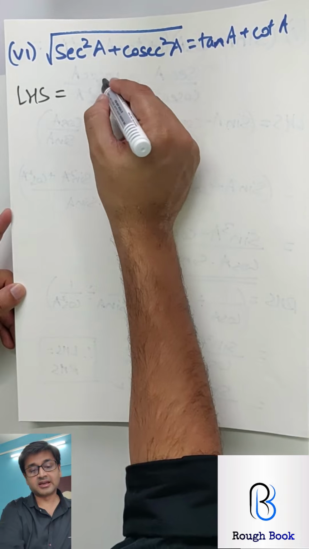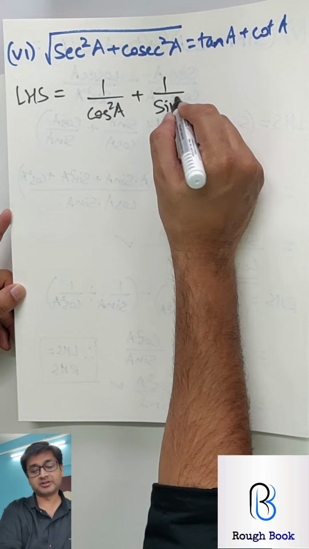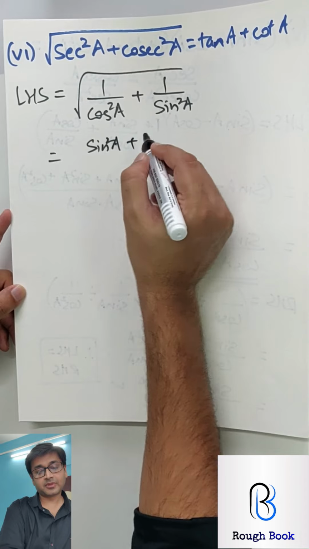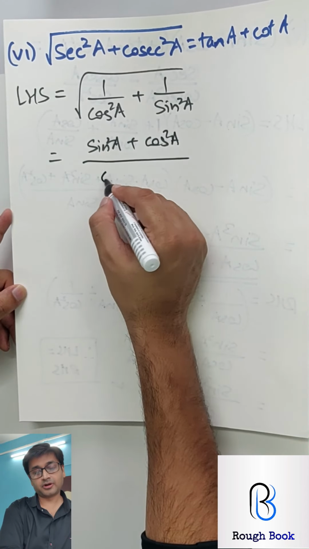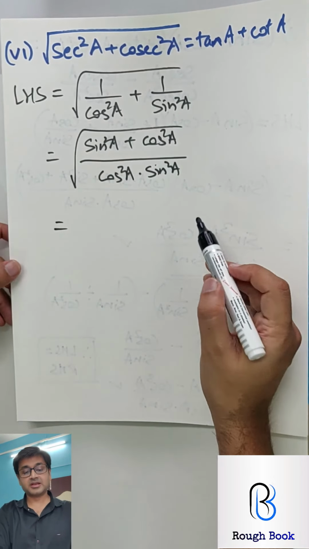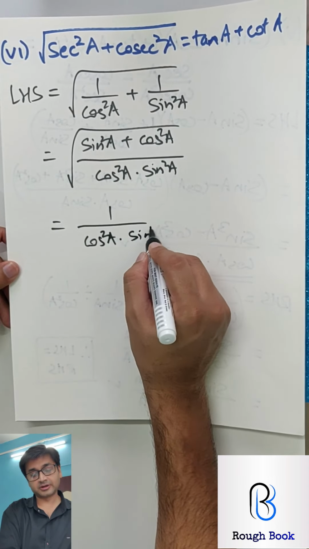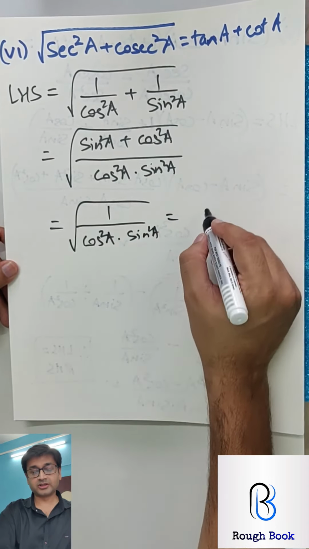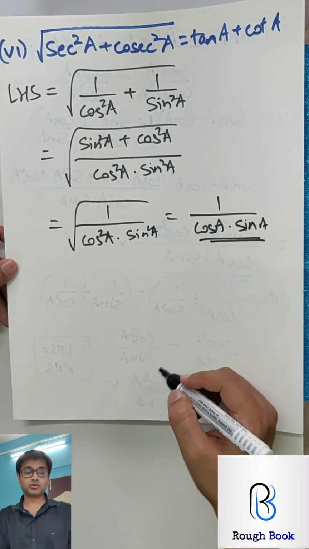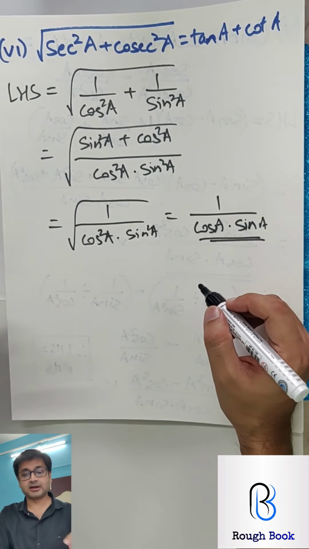So LHS, sec is 1 upon cos. If you don't know, at least convert this much. Cosec is 1 upon sine, under the root. LCM, so it will be sine square plus cos square upon cos square into sine square, everything under the root. Sine square plus cos square will be 1 upon cos square into sine square, under the root. Root and squares will get cancelled, so I'll get 1 upon cos A into sine A. I think you can leave this here. Try with the RHS and try to reach the same point and then say that both are equal.